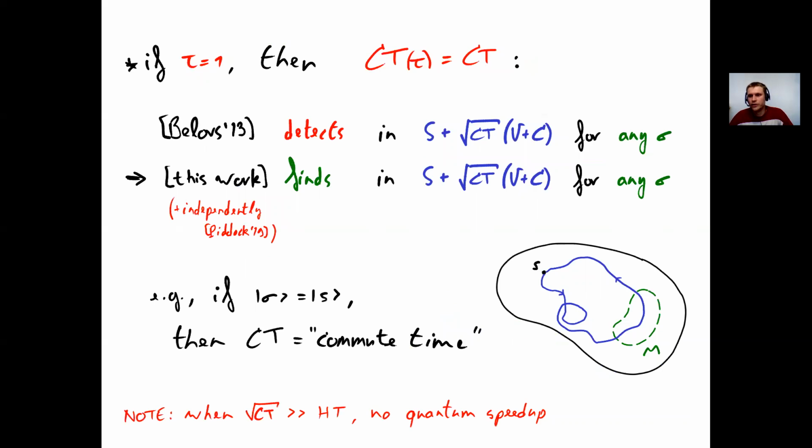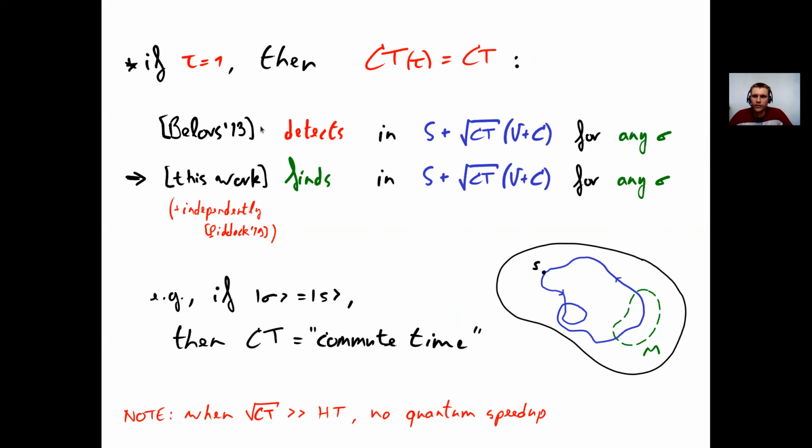In another special case where tau equals 1, but sigma is general, this generalized tau commute time is actually equal to the generalized commute time, which I call CT. And this generalized commute time shows up in Belovs' work, where he showed that you can detect in S plus square root CT U plus C for any sigma.